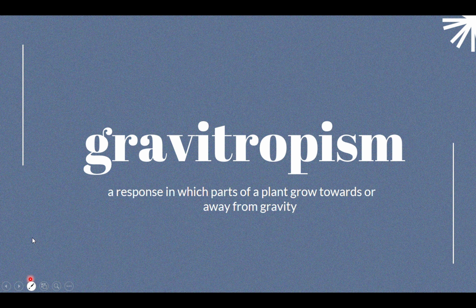Gravitropism or geotropism. They're just two different words but the same definition. But I guess with the change of the syllabus they prefer calling it gravitropism rather than geotropism. It is a response in which parts of the plant grow towards or away from gravity. Here's our most important word in gravity.